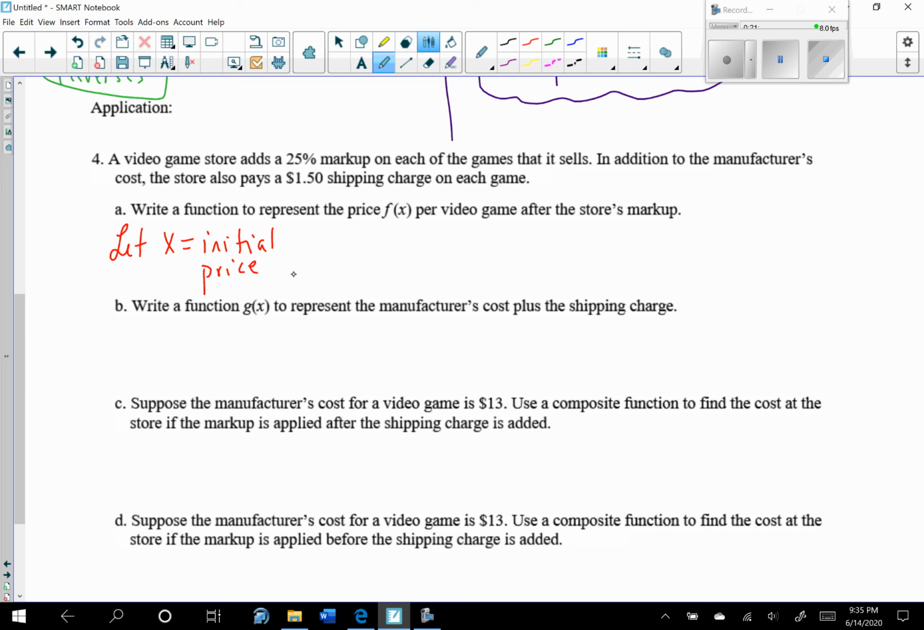And so if x is the initial price, then f of x is equal to the initial price plus the 25% markup. So 25 times 0.25, because we don't want to use a 25%. You have to write it as a decimal by dividing that by 100. So that gives you 0.25x. And if you add these together, remember these are like terms because they both have x to the first power. So 1 plus 0.25 is 1.25. So f of x is equal to 1.25x.